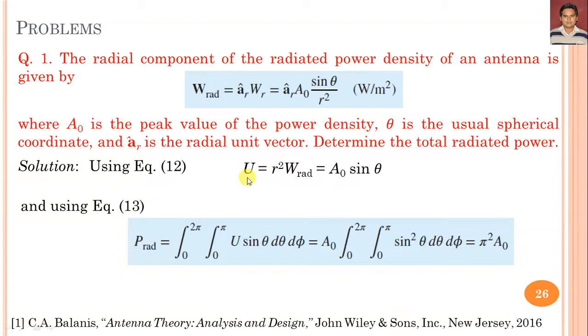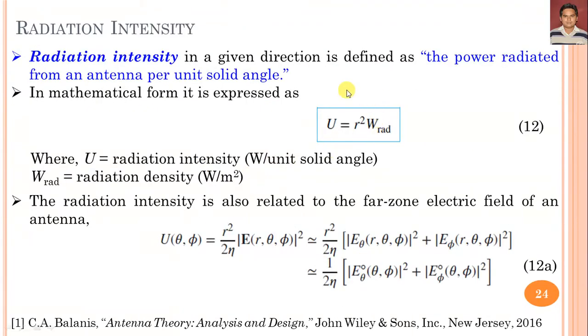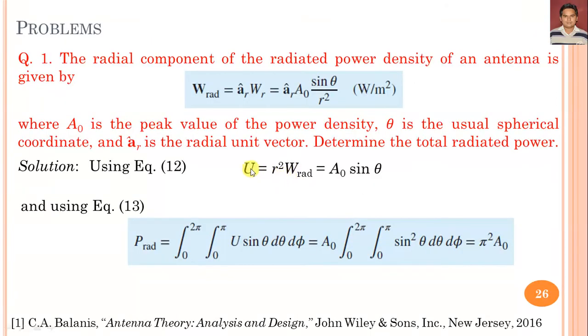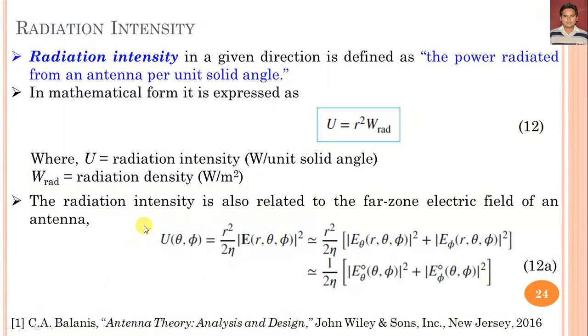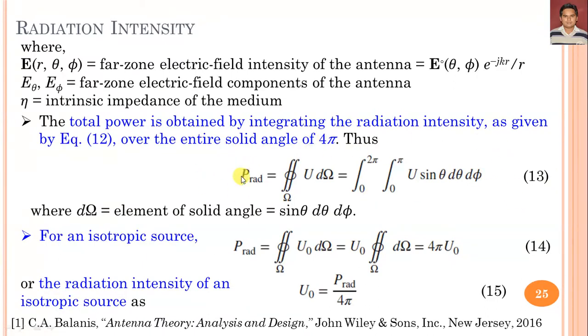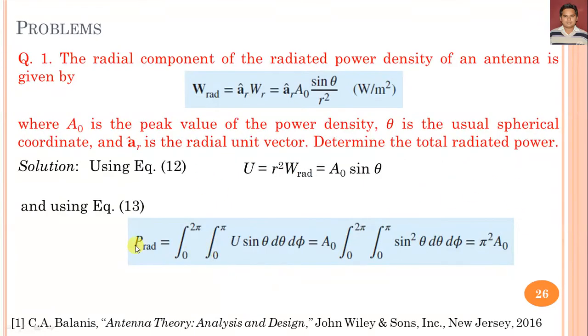Here I am going to discuss the radiation intensity procedure from which we can calculate the radiated power. Here you can see we can calculate by using equation 12, which is r square into W radiated. W radiated is given, and U is equal to r square W radiated, which is A naught sin theta. By using equation 13, through which we can calculate the radiated power, we get pi square A naught.